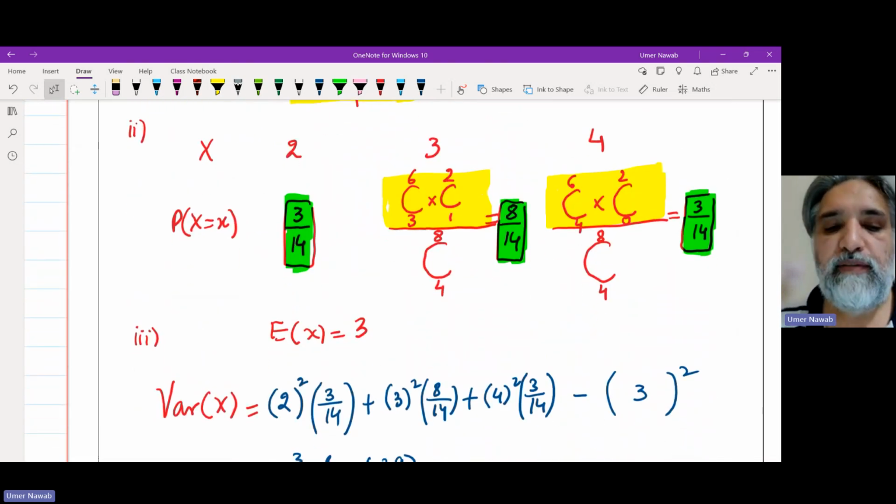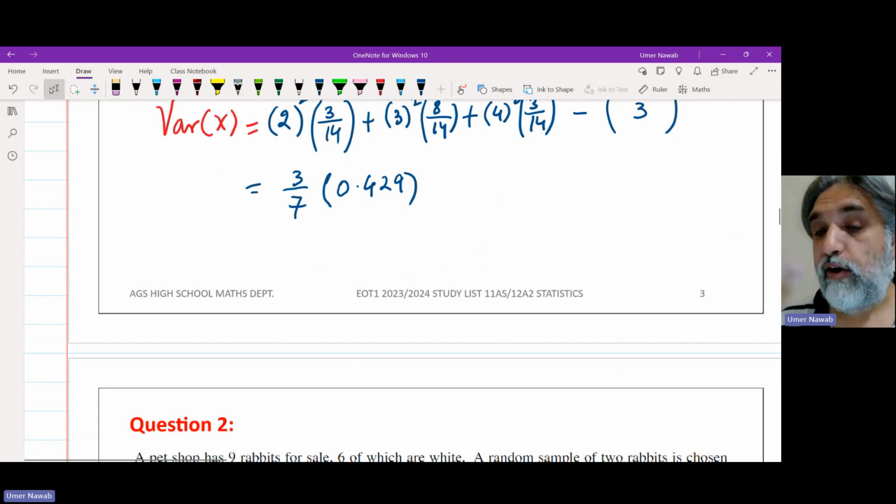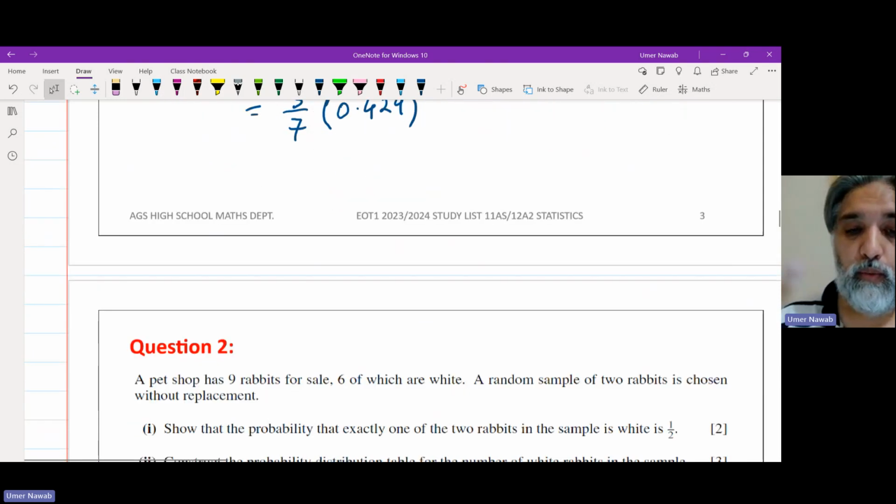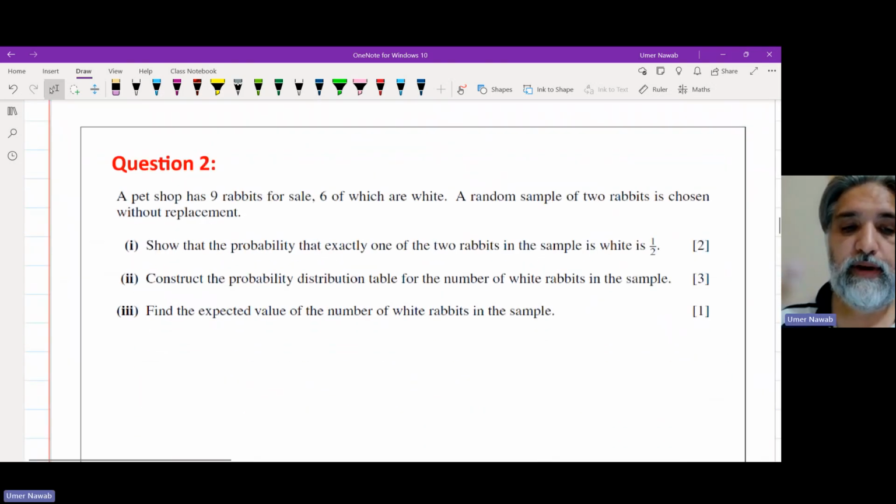Then after that, the examiner gave me the expected value. With the help of that, I found the variance. Sometimes in the exam, the examiner asks you for the expected value and also the variance. But variance cannot be calculated unless we have the expected value.